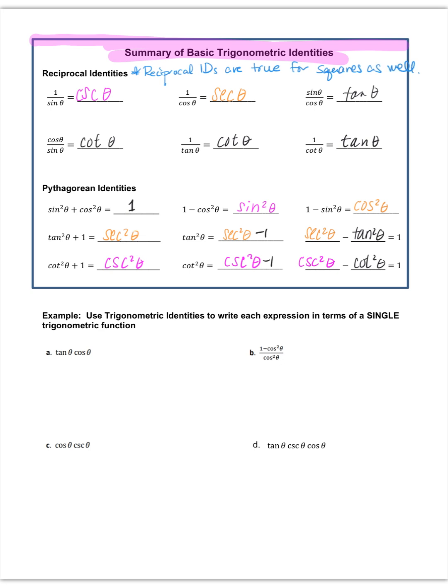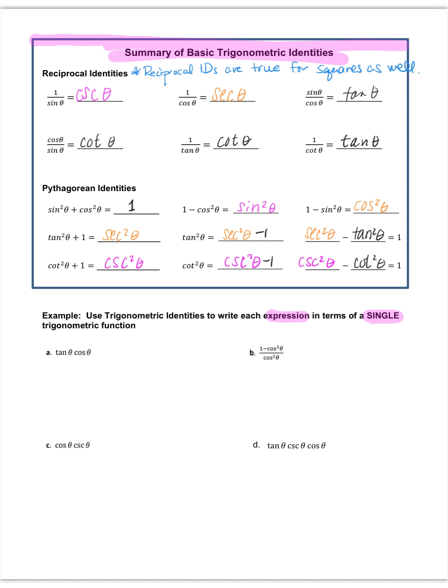Okay, so now we're going to take this information, all these identities that you have to memorize, and we're going to do some examples. So use the trigonometric identities to write each expression in terms of a single trigonometric function. So we want a single one, okay, single. So another one minus cosine is not, so think of expressions. So we want a single expression when we get done.